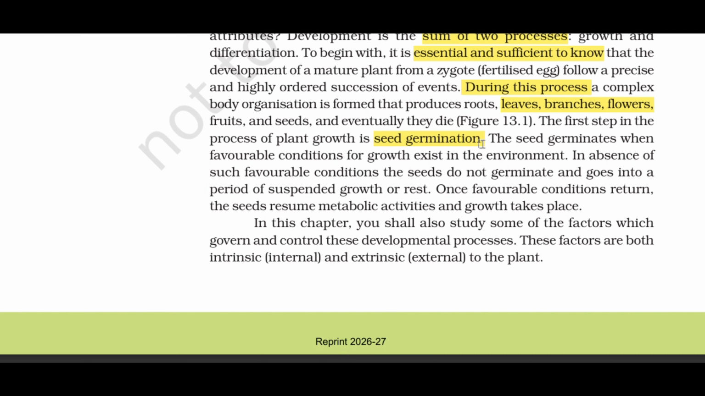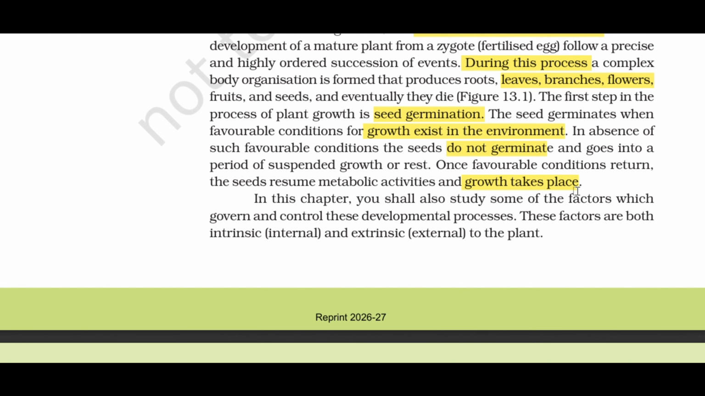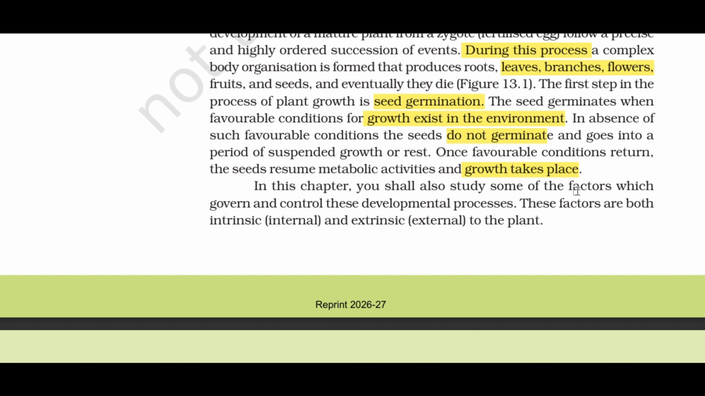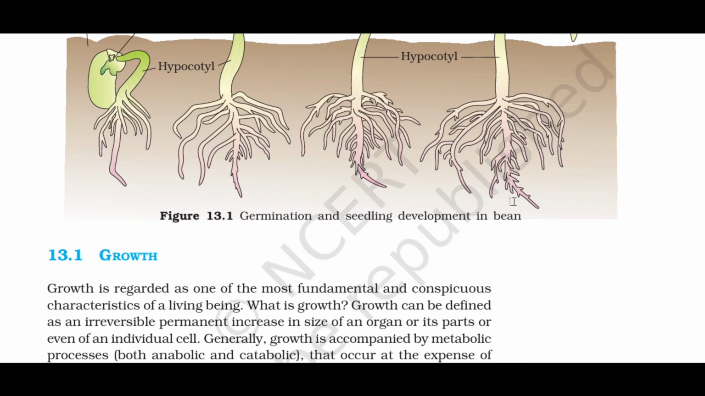The seed germinates when favorable conditions for growth exist in the environment. In the absence of such favorable conditions, the seeds do not germinate and go into a period of suspended growth or rest. Once favorable conditions return, the seeds resume metabolic activities and growth takes place. In this chapter, you shall also study some of the factors which govern and control these developmental processes. These factors are both intrinsic (internal) and extrinsic (external) to the plant.